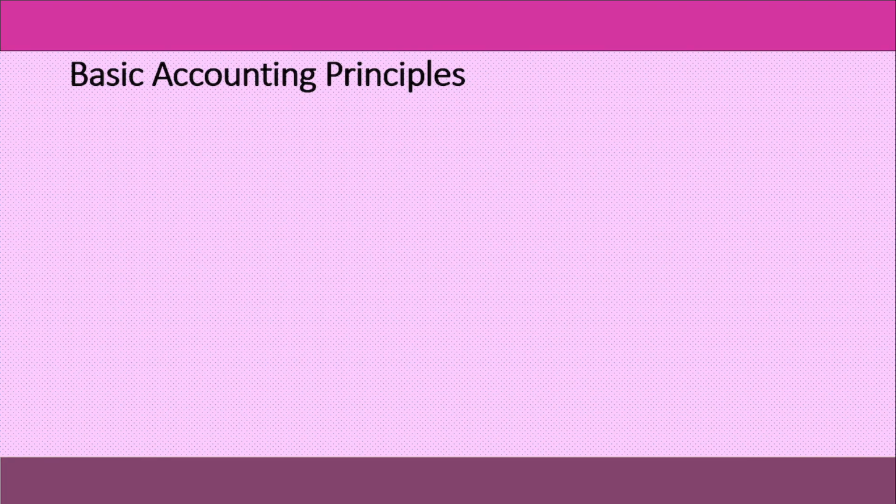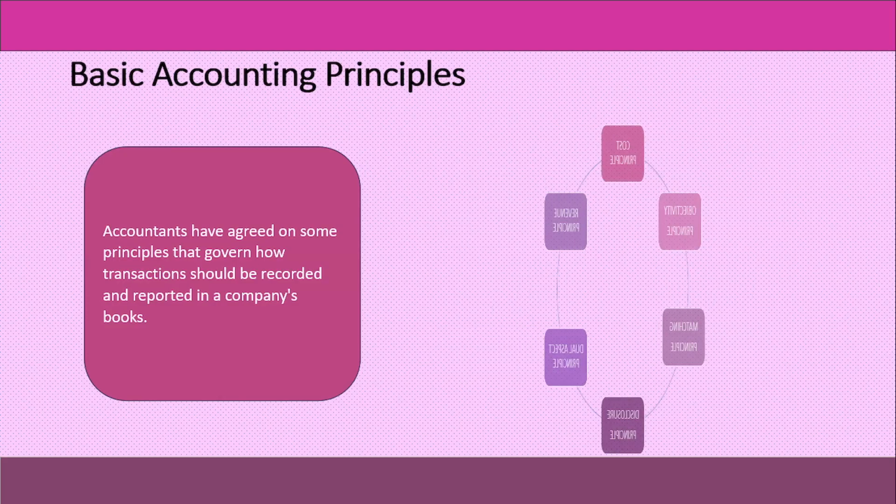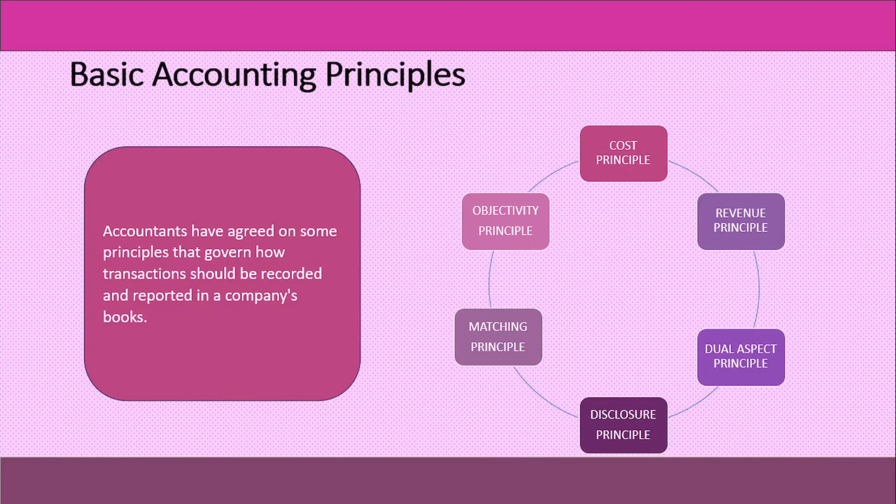The second category of GAAP is basic accounting principles. These principles provide guidelines on how transactions should be recorded and reported in financial statements. These include the cost principle, revenue principle, matching principle, disclosure principle, dual aspect, and objectivity principle.